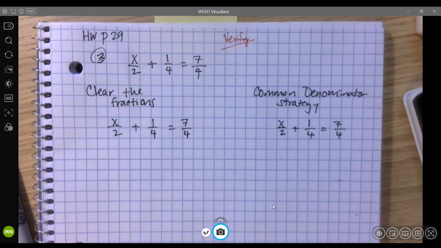The first problem that I have for you that has the fractions in it is problem 3. X divided by 2 plus 1/4 equals 7/4. I'm going to actually show you two different strategies. I'm going to use the clear the fraction strategy that I showed you guys in class last time. And then I'm going to use a common denominator strategy that some students like a little better. You can choose what strategy you want to be using on these.